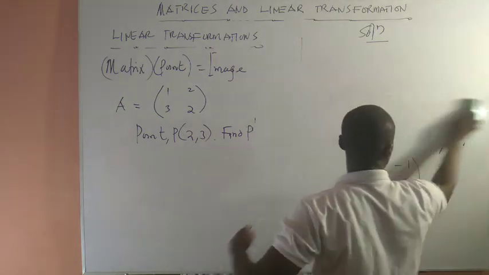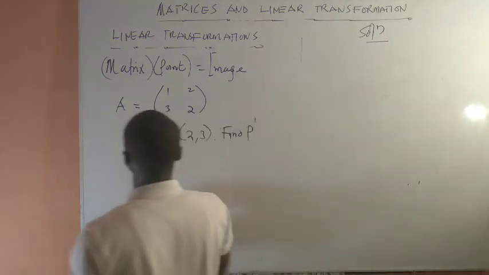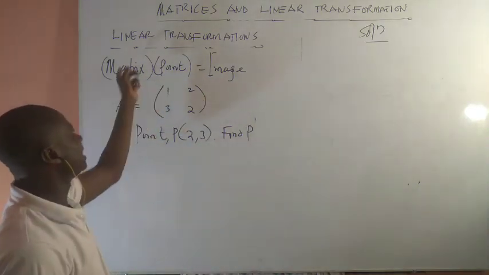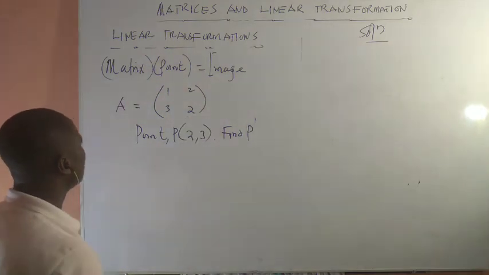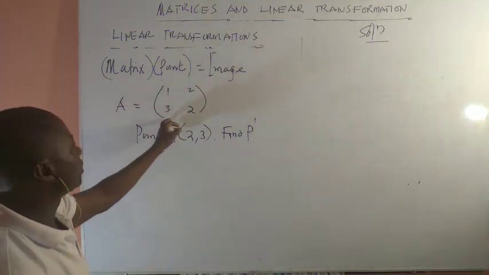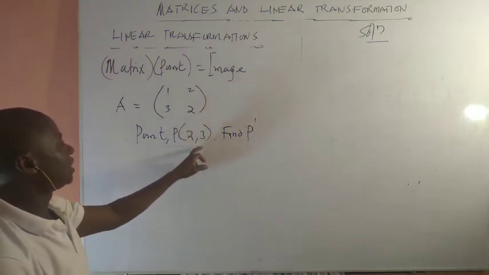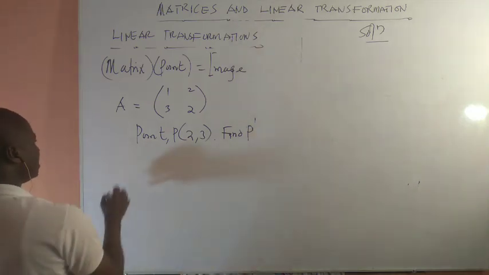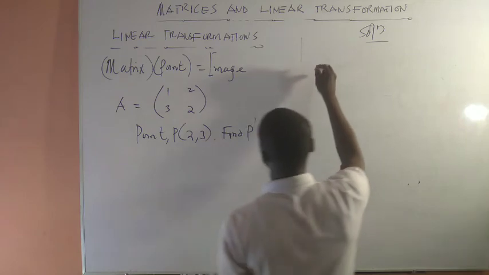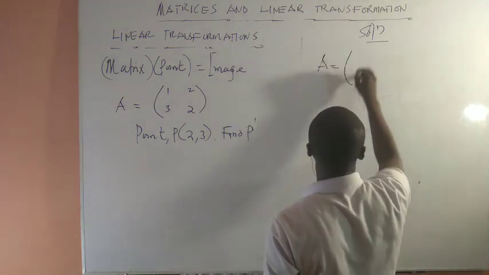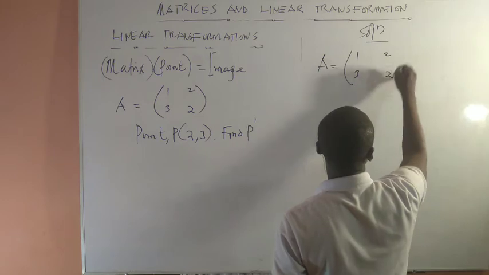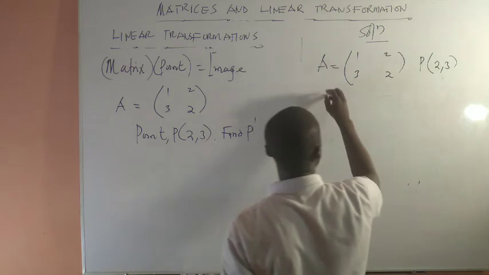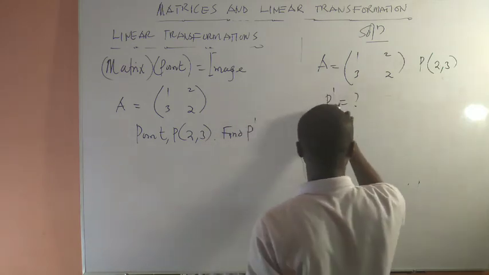So, as I said earlier, when you multiply your matrix by your point, you are getting an image. That means you can transform the point by a given matrix onto an image. So now we are given A equals 1, 2, 3, 2, and the point P is 2, 3, and we have to find the image of P, that is P prime.